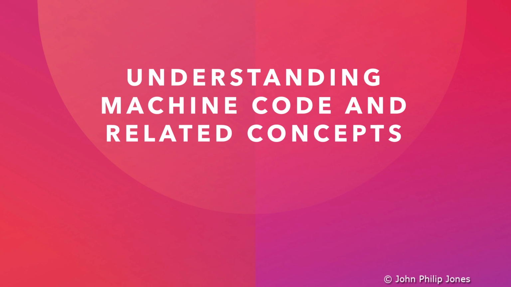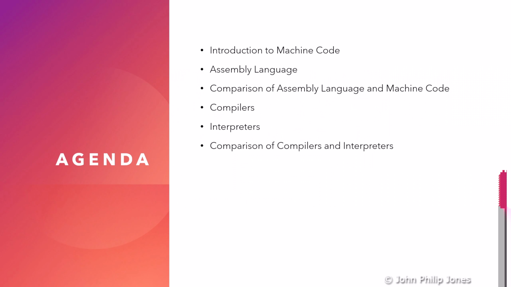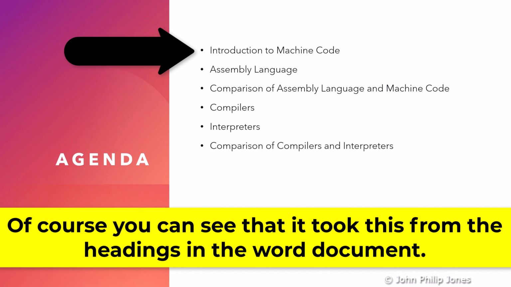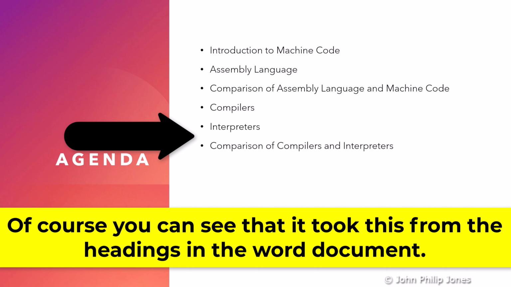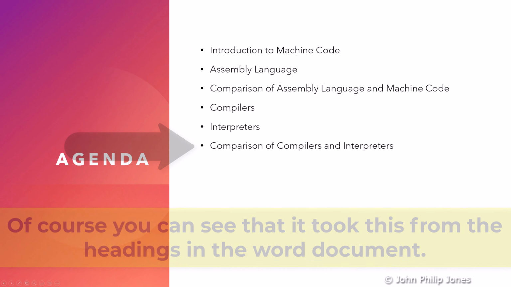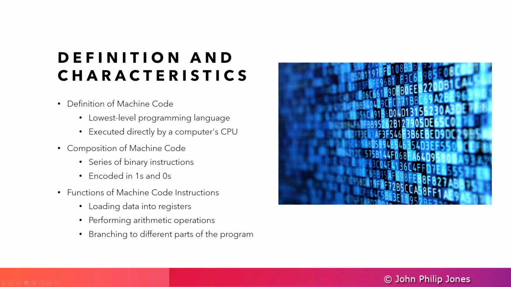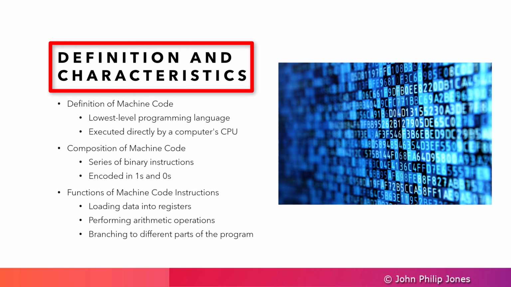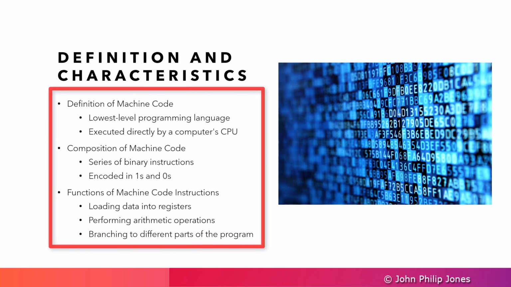Well, it's saying understanding machine code and related concepts. We'll go on to the next slide. It's showing an agenda and it's showing all of the things that it intends to put into the presentation, starting with an introduction to machine code, ending up on a comparison of compilers and interpreters. If I go on to the next slide, you can see it's put an image in, it's put a title here, and it's put appropriate bullet points here.